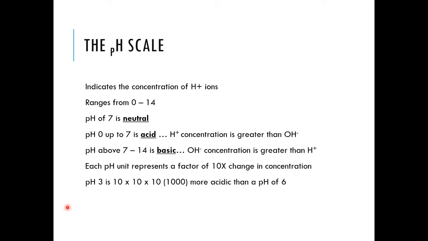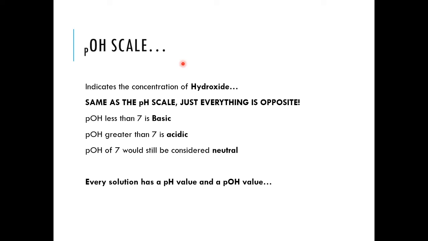Well, guess what? If you have a pH scale, you can also have a pOH scale. The pOH scale indicates the concentration of hydroxide instead of the concentration of H plus. Really what the pOH scale is, it's just looking at the solution from the perspective of hydroxide concentration instead of hydrogen concentration. Other than that, it's really no different. It's just kind of everything is opposite.